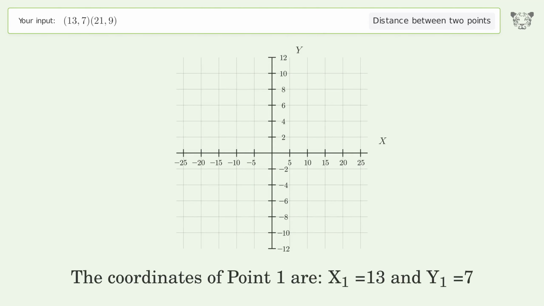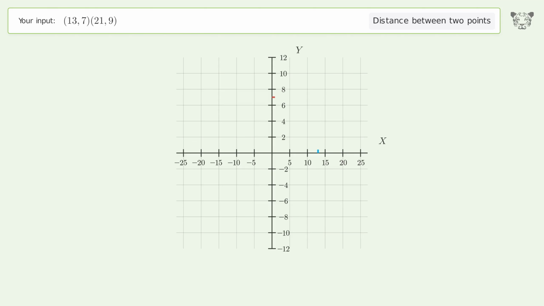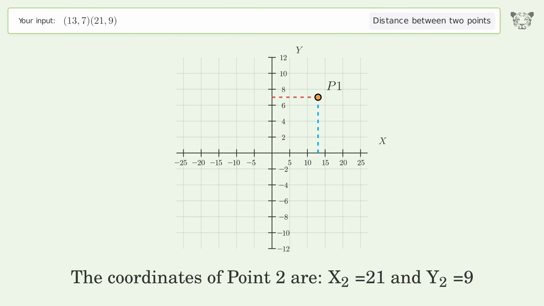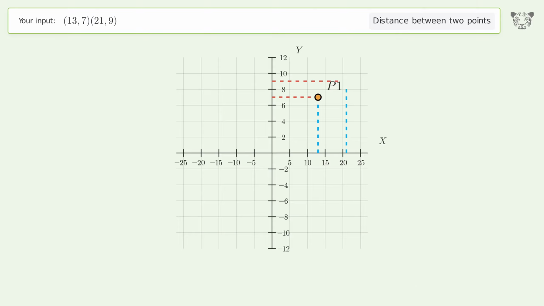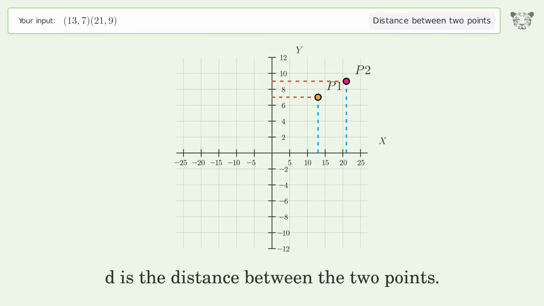The coordinates of point 1 are x1 equals 13 and y1 equals 7. The coordinates of point 2 are x2 equals 21 and y2 equals 9. D is the distance between the 2 points.